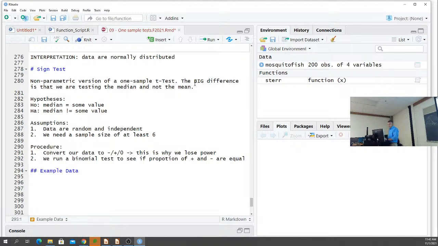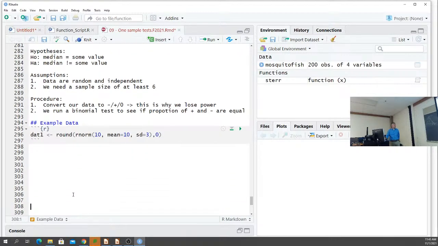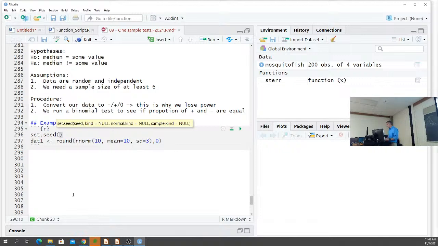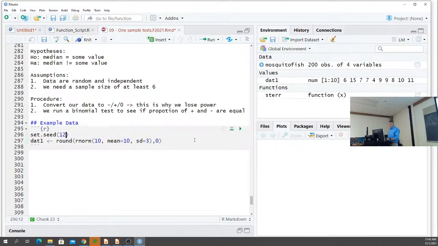All right, let's run. I'm going to call it DAT1. We're going to use rnorm and give it 10 values, with a mean of 10 and a standard deviation of 3. I'm going to round to whole numbers to make it a little easier. Let's set our seed so that when we come back, we'll get the same numbers. Give me a number. Alex. 12. Set the seed to 12. And then I'm going to view this.